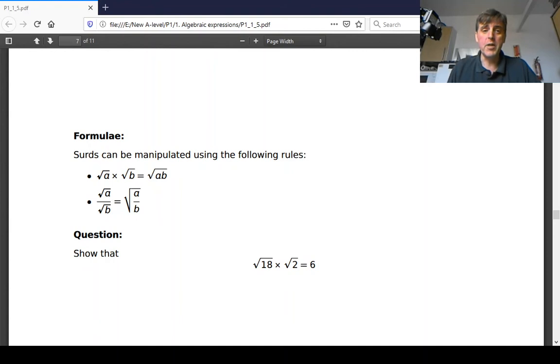So there's a question on the screen right now. Let's see what you can do with this one. Pause the video, have a go at it, prove the result that's there.